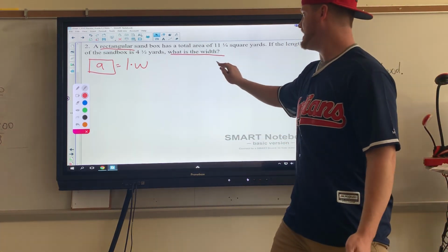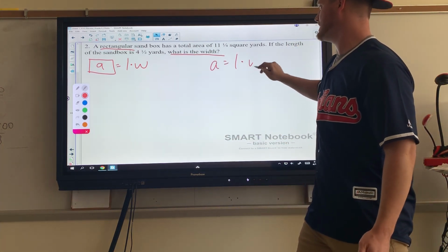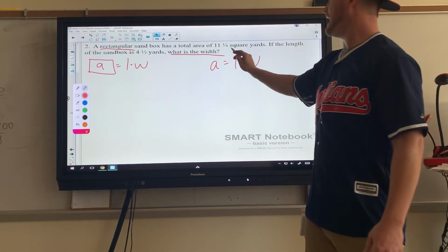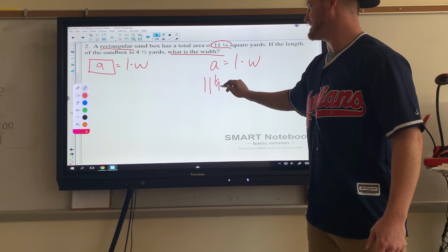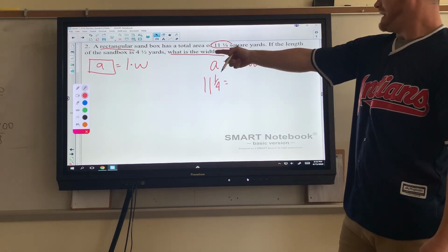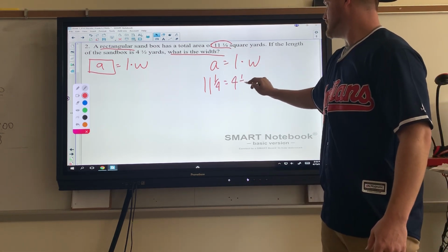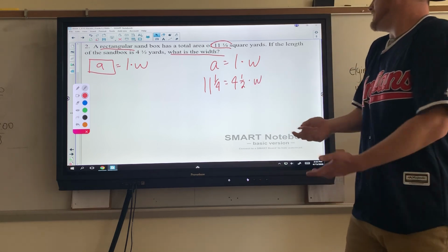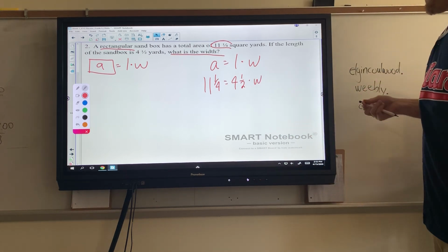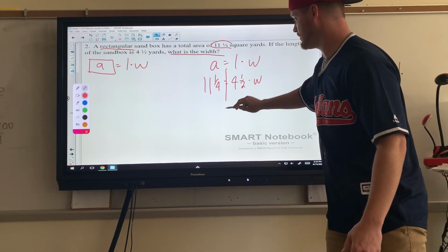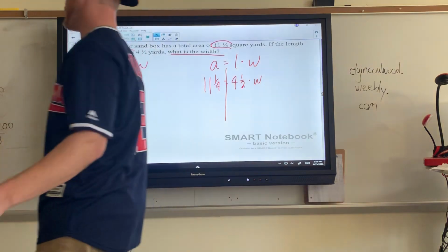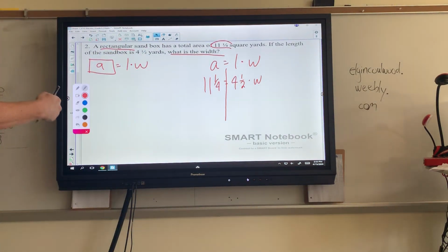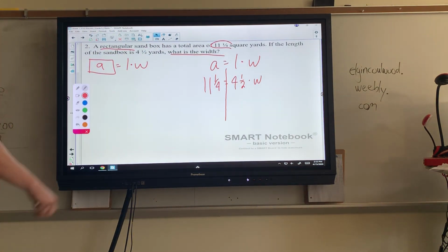So in A equals L times W, area equals length times width, I'm going to plug in 11 1/4 for A, since that's my area. Plugging in 4 1/2 for L, since we know that's the length, and then W stays W because that is the unknown variable. So now, split the problem up through the equal sign. Remember, that's our equator. That's what we do to one side, do the other. That's the sides we're talking about, either side of the equal sign.